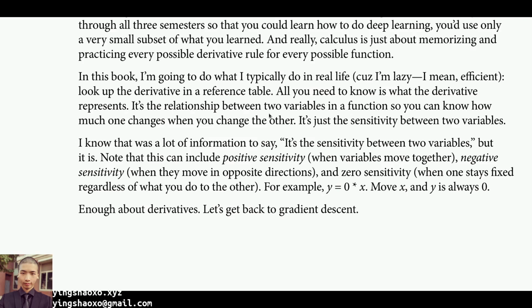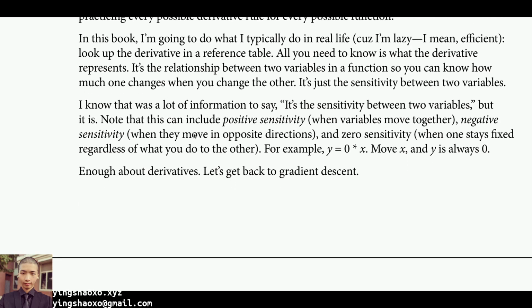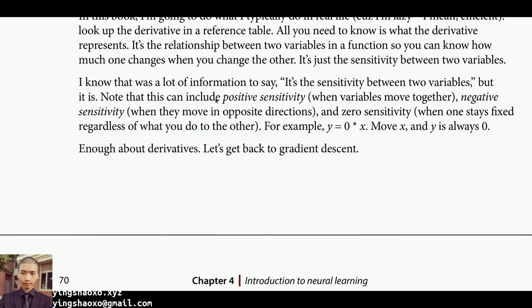It's a relationship between two variables in a function, so you can know how much one changes when you change the other. It's just the sensitivity between two variables. Yeah, I know that was a lot of information to say. It's the sensitivity between two variables, but it is. Note that this can include positive sensitivity when variables move together, negative sensitivity when they move in opposite directions, and zero sensitivity when one stays fixed regardless of what you do to the other.